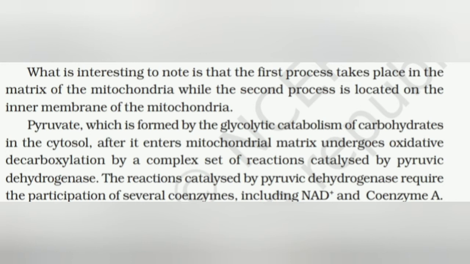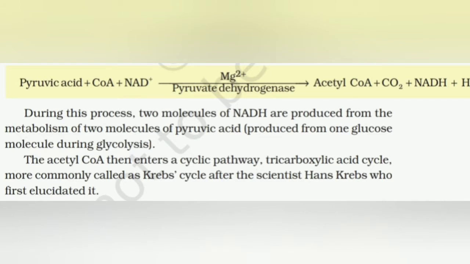Pyruvate, which is formed by the glycolytic catabolism of carbohydrate in the cytosol, after it enters the mitochondrial matrix, undergoes oxidative decarboxylation by a complex set of reactions catalyzed by pyruvic dehydrogenase. The reactions catalyzed by pyruvic dehydrogenase are as follows. Here pyruvic acid, coenzyme A and NAD plus are required. In the presence of magnesium ion, pyruvic dehydrogenase forms acetyl coenzyme A, carbon dioxide, NADH and water.